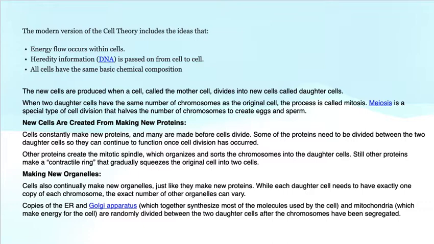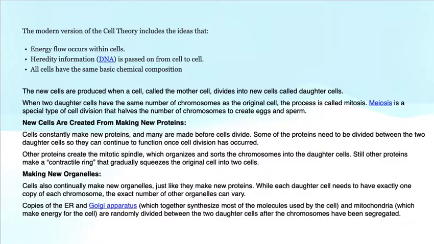that is called mitosis, and meiosis is a special type of cell division that halves the number of chromosomes to create egg cells and sperm cells. They are the gamete cells. New cells are created by making new proteins. Cells constantly make new proteins, and many are made before the cell divides.